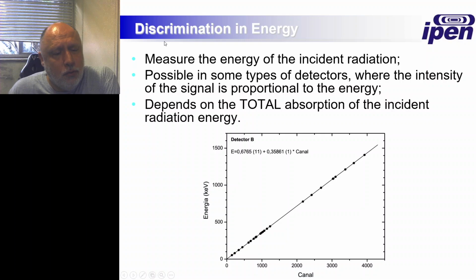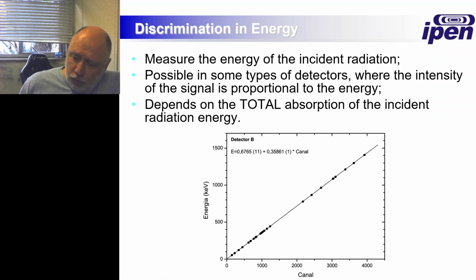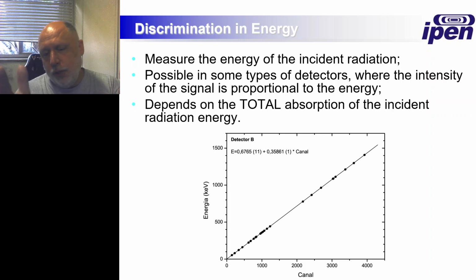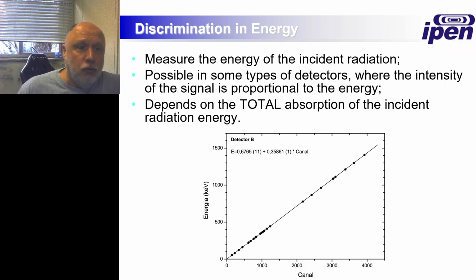So, how does discrimination in energy work? For you to discriminate between two events with different energy, you first have to measure the total energy of the incident radiation, right? So you depend on the total absorption of the radiation. For instance, if we're talking gamma rays, you must make sure you had a photoelectric event. The best thing is a photoelectric event, right? Because then all of the energy of that radiation was deposited inside the crystal.